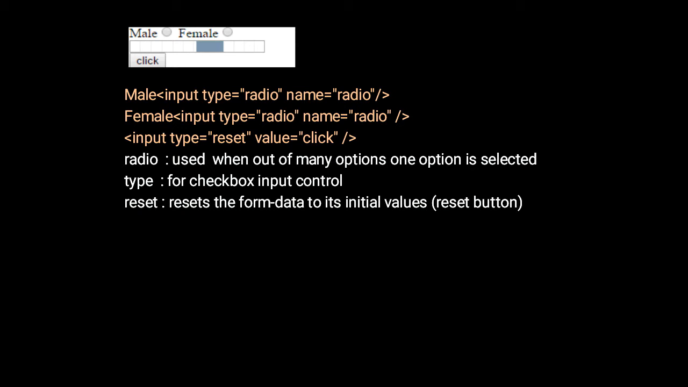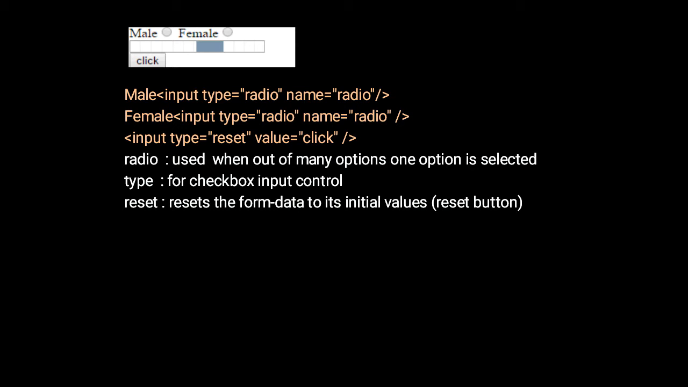So friends, this is the way to write it. Male, input type equals radio, and name is radio. What name and values are, we'll be discussing later. And then female, again input type equals radio, and we have given it the name radio. Now friends, there is input type equals reset. When clicking on it, it simply resets the form data to its initial value.